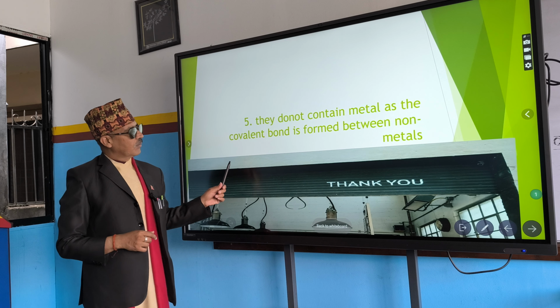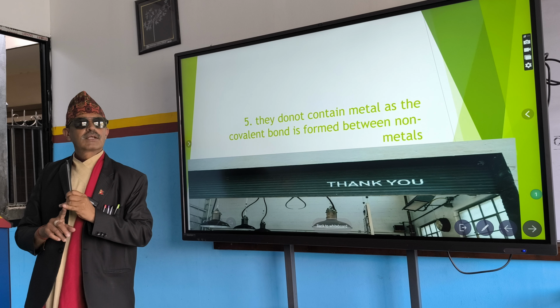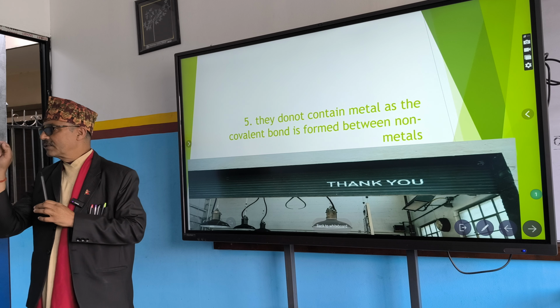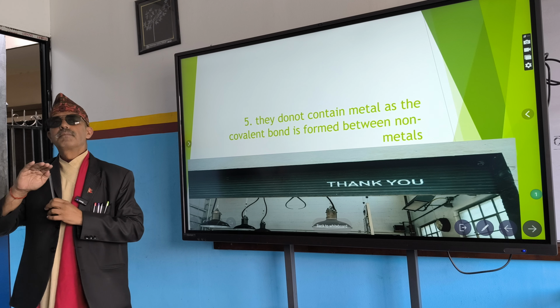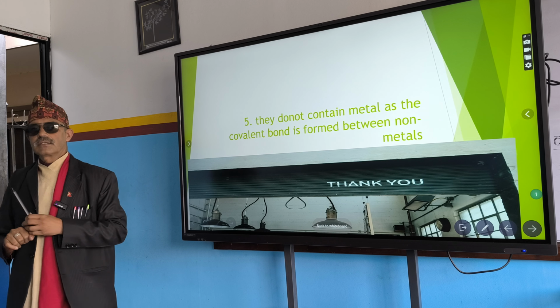So that is all about these two bonds, electrovalent bond and covalent bond, right? Once again, just give it a glance and make very lovely notes. Understood? Okay.